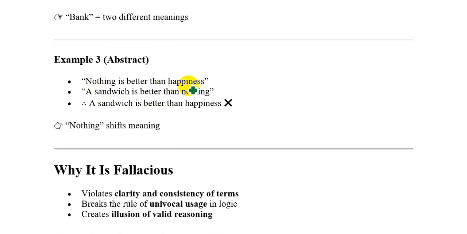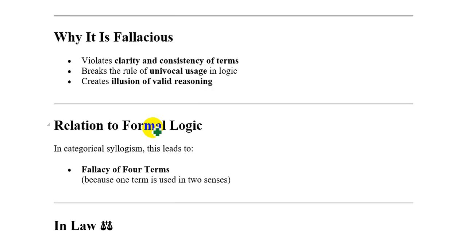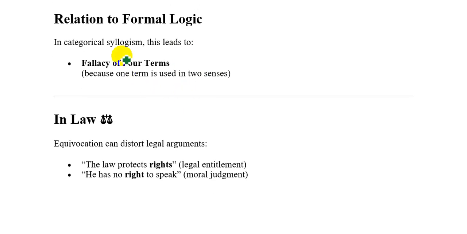Another one is: nothing is better than happiness. A sandwich is better than nothing. Therefore, a sandwich is better than happiness. Nothing shifts meaning here. Why is it fallacious? It violates clarity and consistency of terms, breaks the rule of univocal usage in logic, and creates the illusion of valid reasoning. In a categorical syllogism, this leads to the fallacy of four terms, because one term is used in two senses.